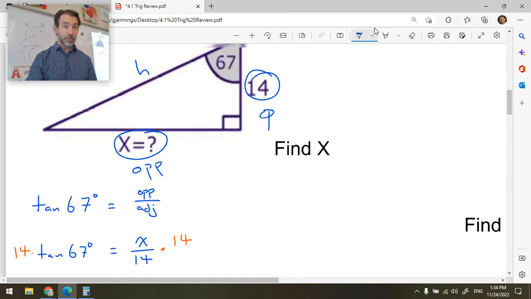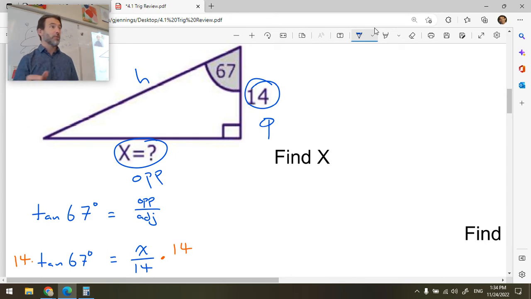But here, this is an important step, and I want you to do this step all the time when you're doing trigonometry problems, and most of the time when you do any math problem. Guess first, before you go to your calculator. If that side's 14, what do you guess this side to be?